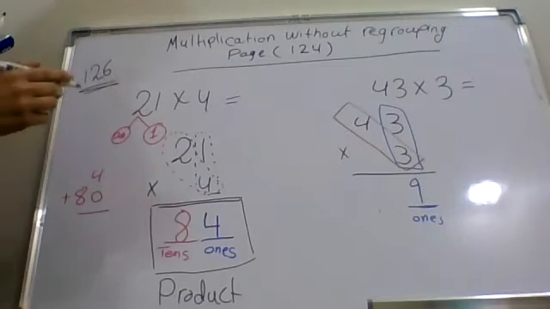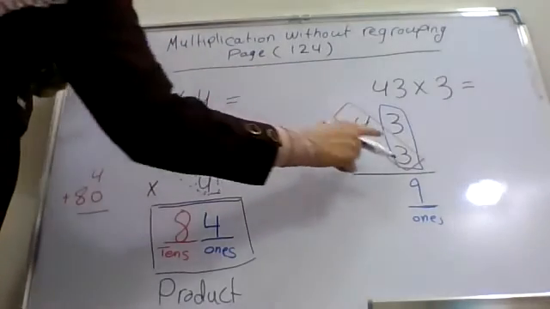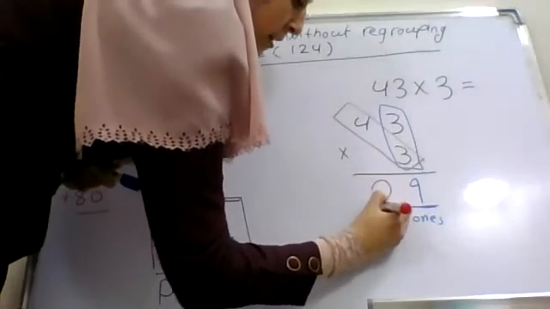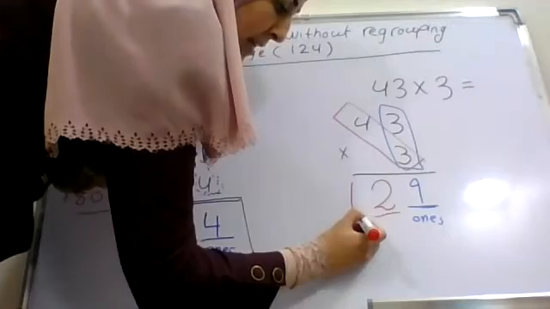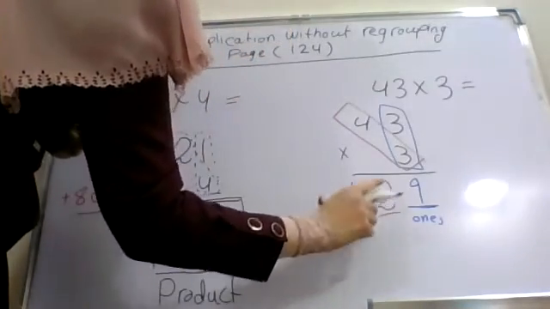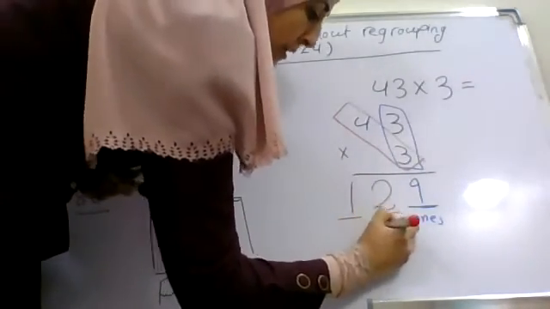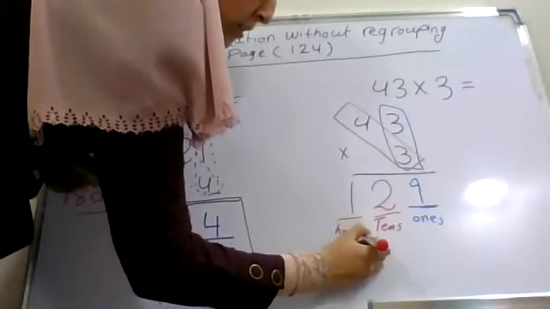Okay, now I need to write 12. As long as I don't have any next places, I write the full number here. It's going to be 12. 12 tens means 2 tens and 100. So I move to the next place. So I write this is 2 tens and this is 100.